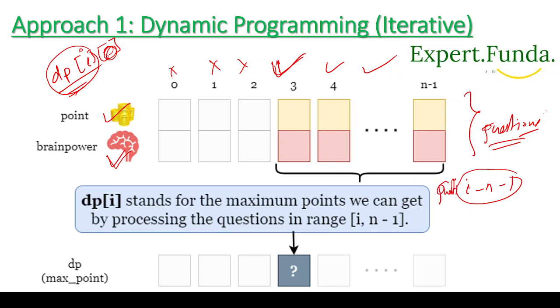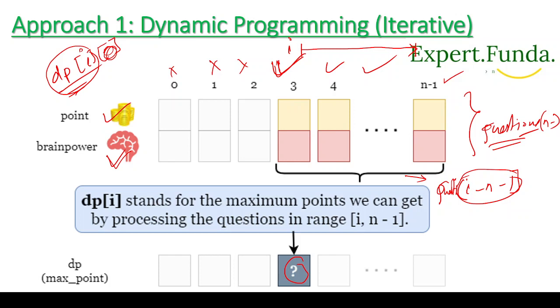If this is a question array of n elements, up to n minus 1 as you can see here, and we take this sub array, this will become questions from i to n minus 1. So dp stands for the maximum points that we can get by processing the questions in the range i to n minus 1. If there is any element, let's suppose this is at i, from here to here is its boundary, this range, right? So dp is the maximum points we have to find, and then we will calculate.